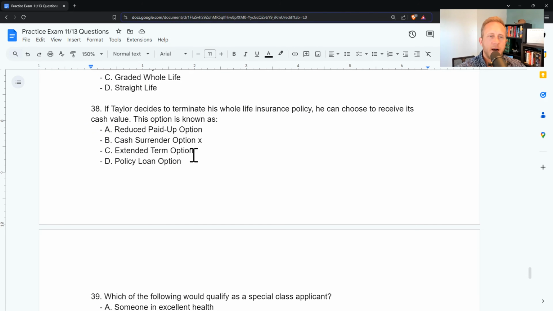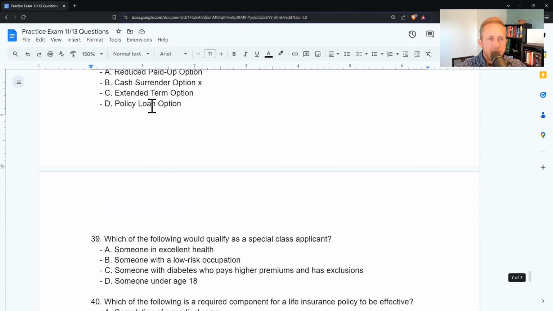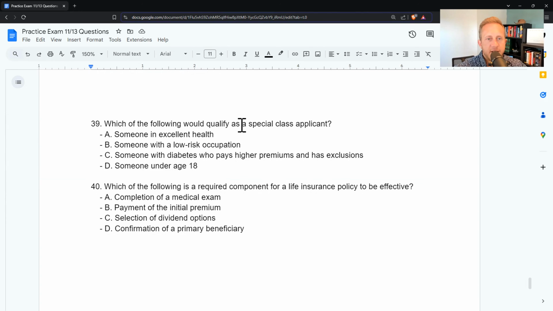The extended term option is when the cash value is used to buy a term policy equal to the face amount of the whole life, and the length of the term depends on how much time that cash value would purchase for that face amount of policy. Then policy loan option has to do with loans against the cash value.